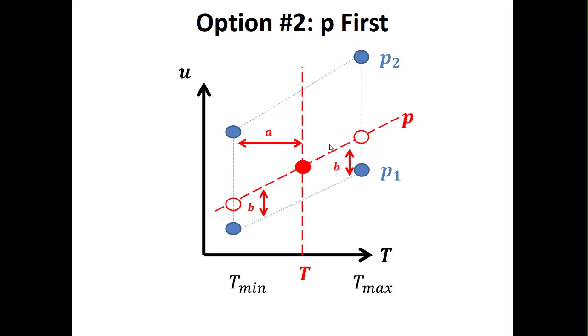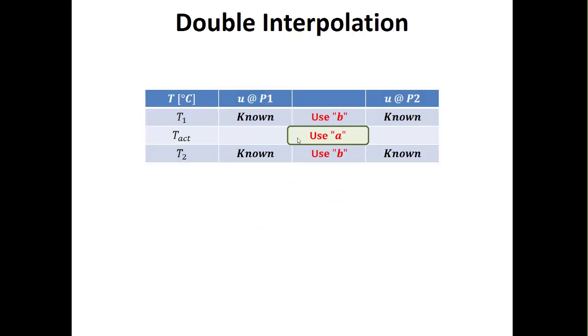Or we can go with B twice, which is what's being shown in this graph. Here I can draw a straight line between P1 and P2 at the high temperature, and between P1 and P2 at the low temperature, and I can interpolate with B first. Then it's the same kind of 3x3 matrix, but now I'm interpolating with pressure first and then with temperature to find the middle. So I never have to fill in all of the squares here. I only have to get to the middle.